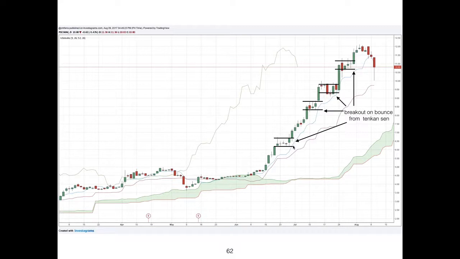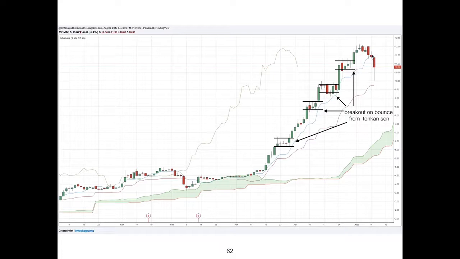So the Tenkan-sen helps out in this scenario because when prices reach the Tenkan-sen, they tend to break out. When the flag reaches the Tenkan-sen, it tends to break out. In this scenario, and in this scenario as well. And in this scenario, when the price reaches the Tenkan-sen, it breaks out.